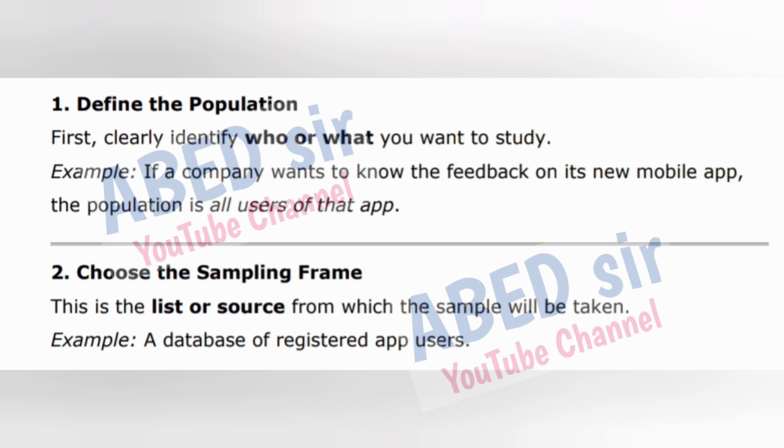1. Define the population. First, clearly identify who or what you want to study. Example, if a company wants to know the feedback on its new mobile app, the population is all users of that app. 2. Choose the sampling frame. This is the list or source from which the sample will be taken. Example, a database of registered app users.